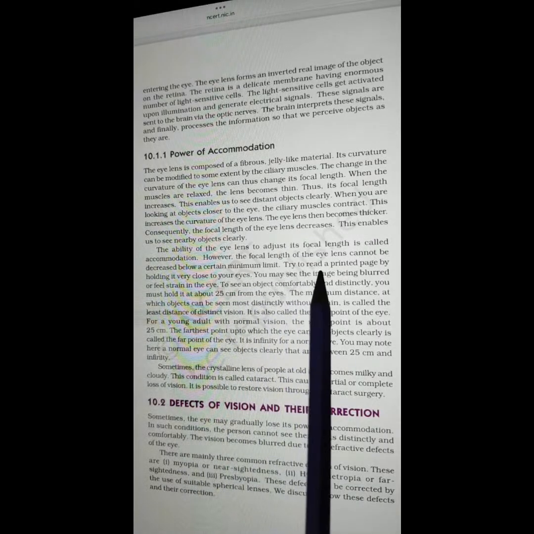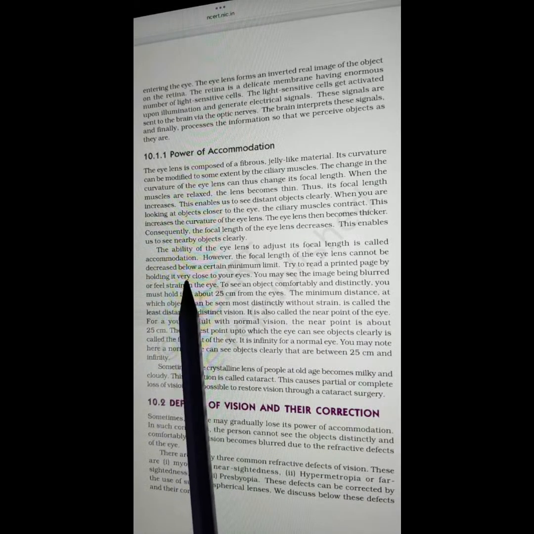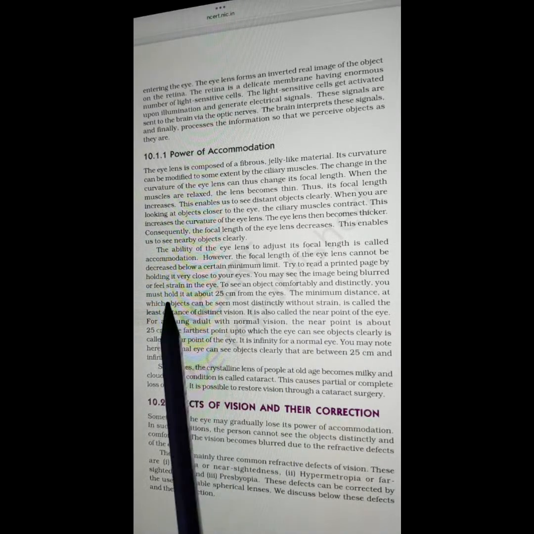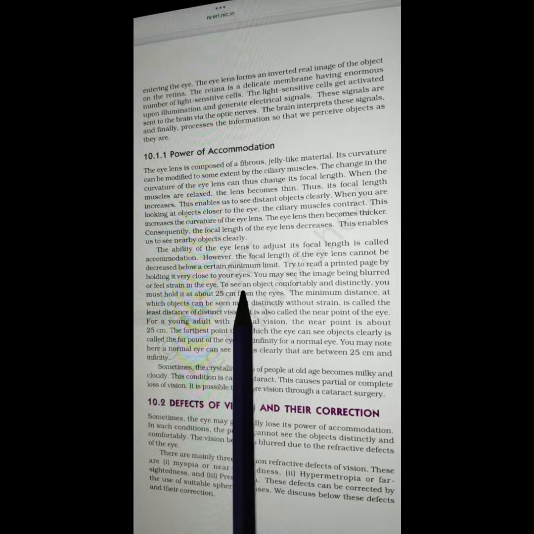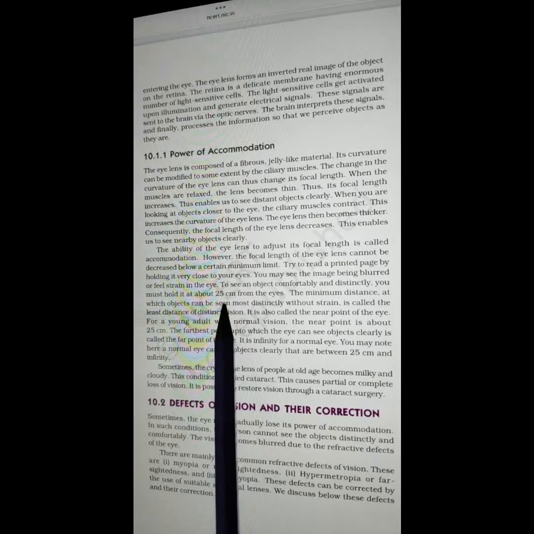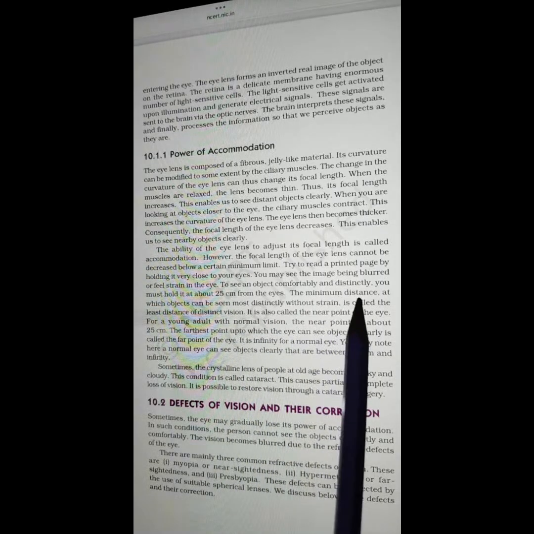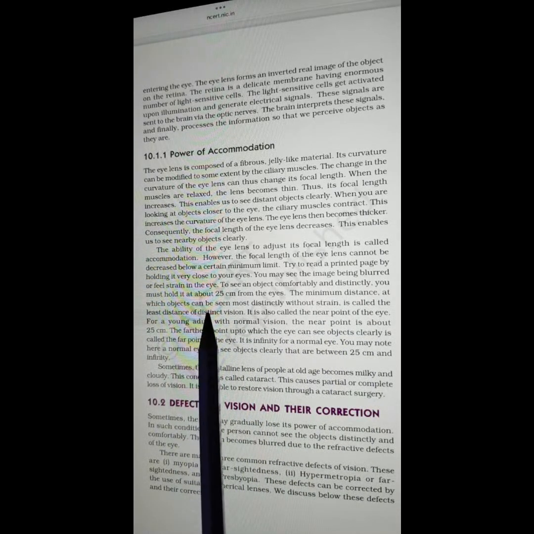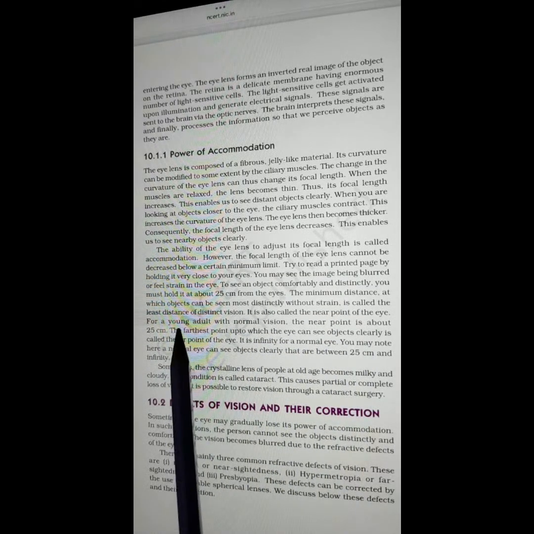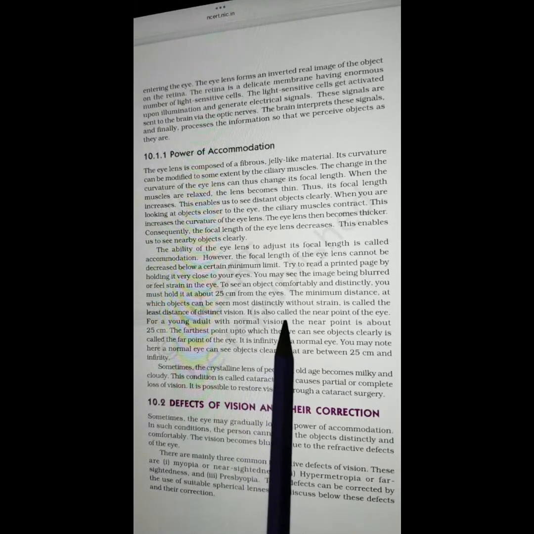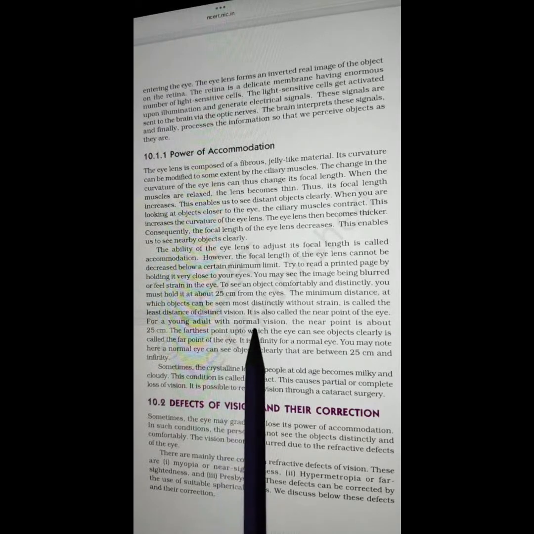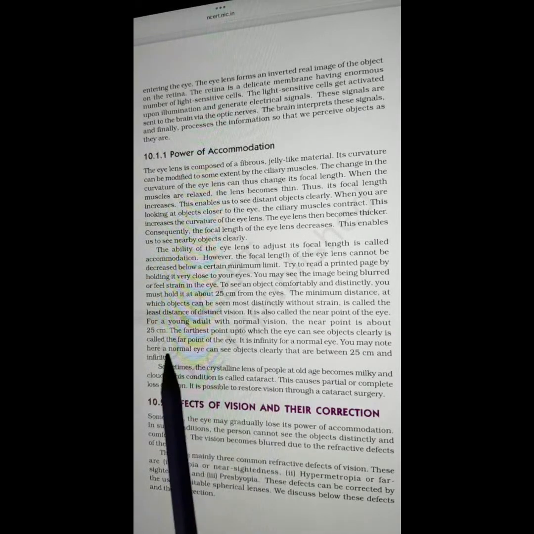However, the focal length of the eye lens cannot be decreased below a certain minimal limit. Try to read a printed page by holding it very close to your eyes. You may see the image being blurred or feel strain in the eye. To see an object comfortably and distinctly, you must hold it about 25 centimeters from the eyes. The minimum distance at which the objects can be seen most distinctly without strain is called the least distance of distinct vision. It is also called the near point of the eye.